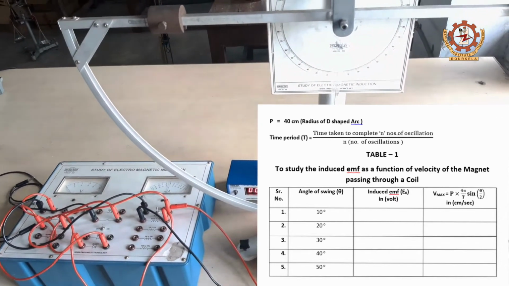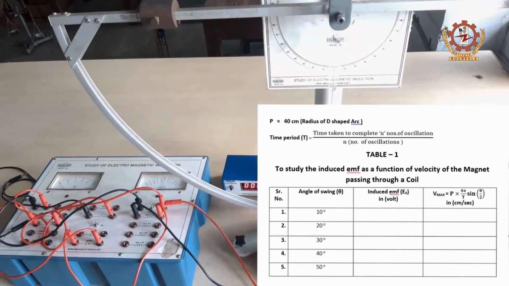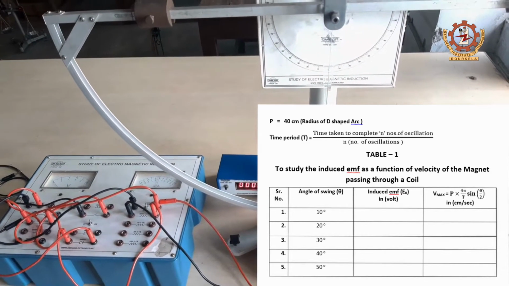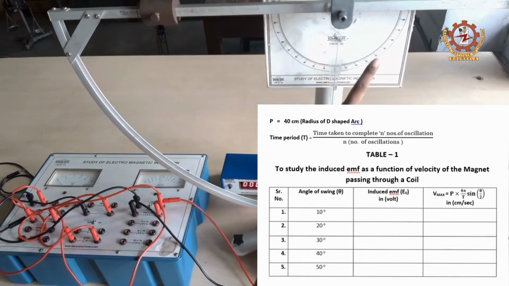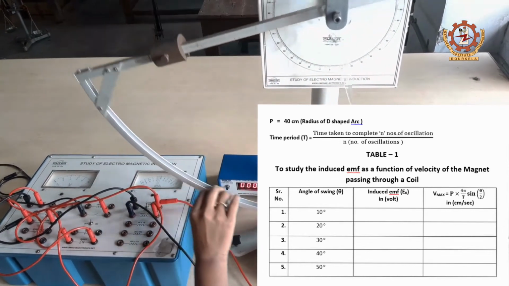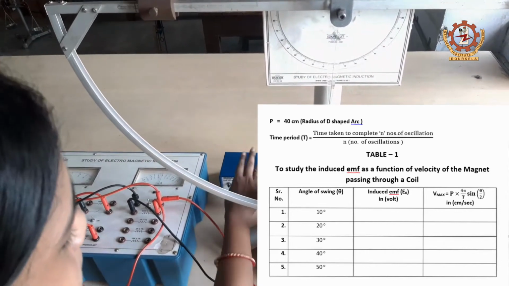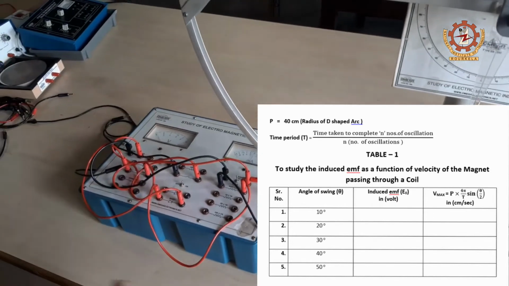So we have to calculate T, which is equal to the time taken in n oscillations, that is small t, divided by n, the number of oscillations. While doing this experiment, we have to check theta 0 from this calibration, the number of oscillations, the time taken through this stopwatch, and the voltmeter reading. This is all.